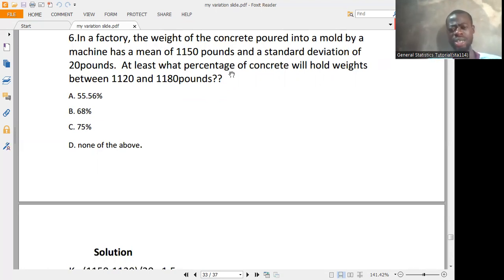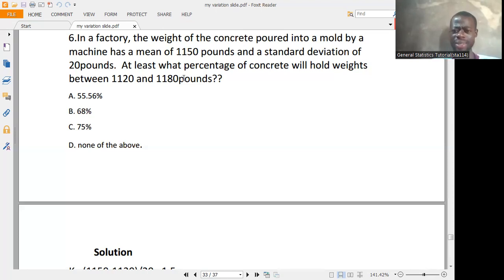But the question here is a little tricky. The question asks, what would be the range between 1120 and 1180? Let's see. If you use 1 standard deviation from the mean, you are going to get 1170. If you use 2 standard deviations, you are going to get 1190. That means 1120 and 1180 is not reached, because with 1 standard deviation you don't get this, and with 2 standard deviations you don't get this. So what standard deviation should you have?